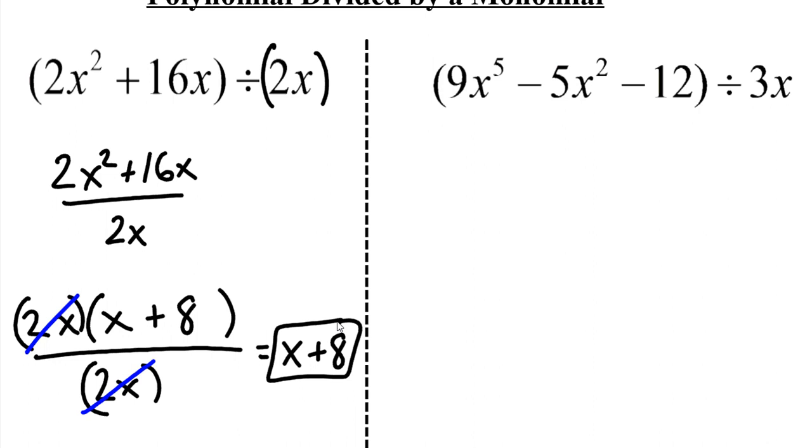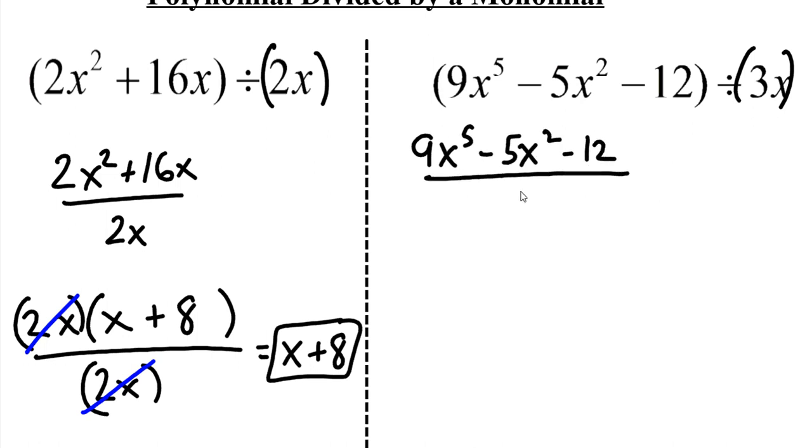Second one, 9x to the fifth minus 5x squared minus 12, all dividing by 3x. Kind of write it similar to the way I did the first one. 9x to the fifth minus 5x squared minus 12, all dividing 3x. Again, factor everything that you can. Divide out the most that you can.